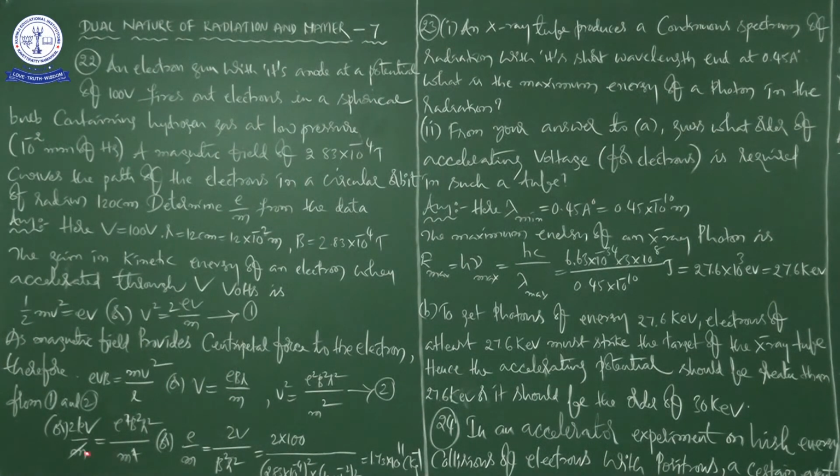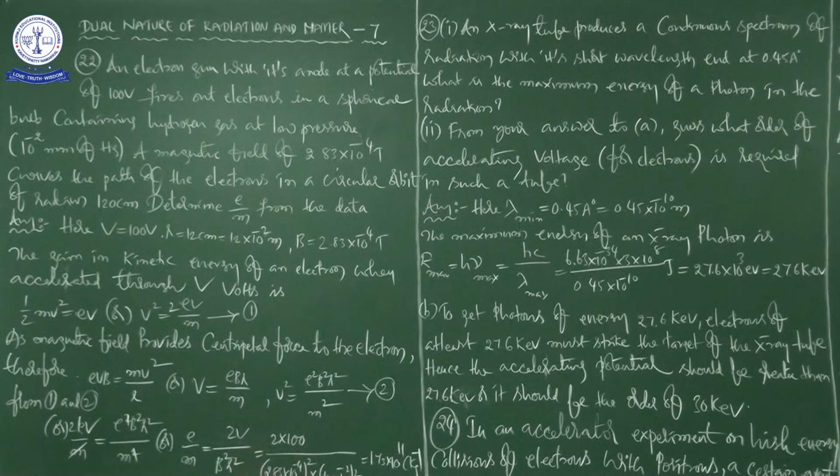Now E by m is equal to 2V by B square R square. E by m is equal to 2V by B square R square. Okay. So that is equal to 2 into 100 divided by, this is B, 2.83. We have written here clearly 2.83 into 10 to the power of minus 4 Tesla.